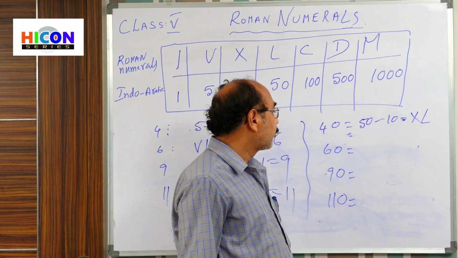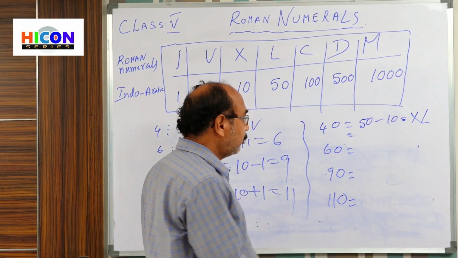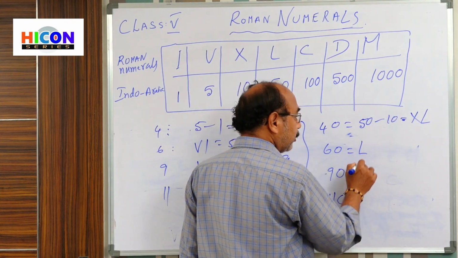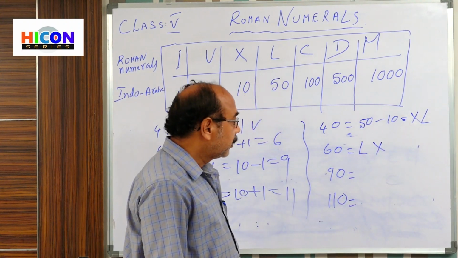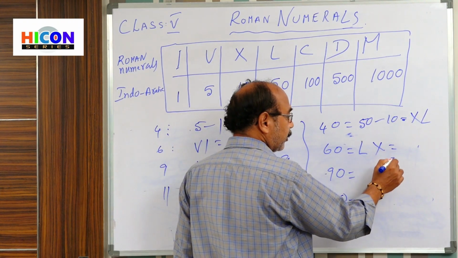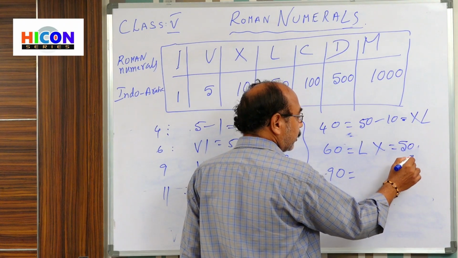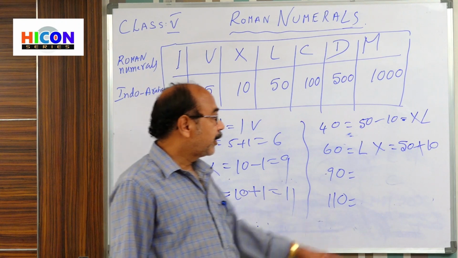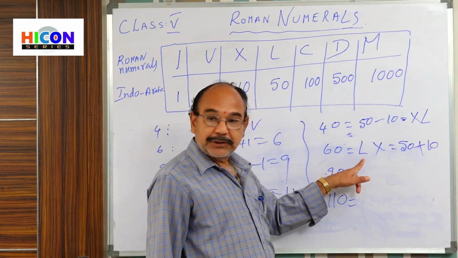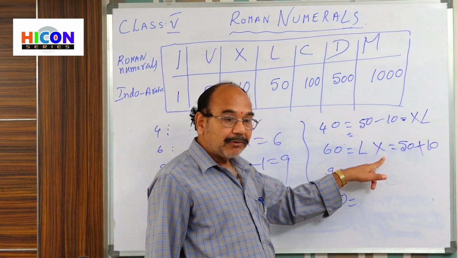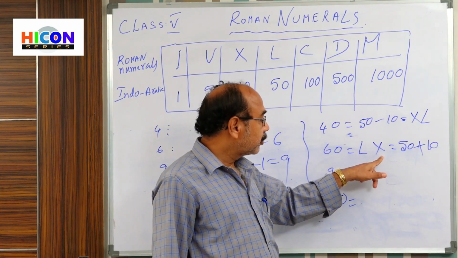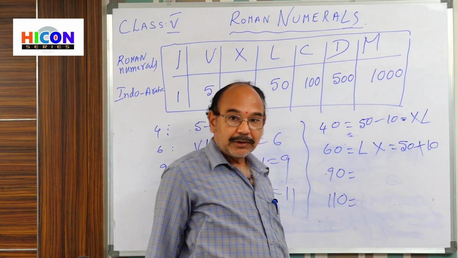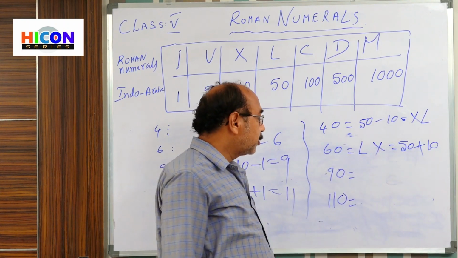Now reverse it. Then what will happen is LX. That means 50 plus 10, 60. Here L is the big one and X is the smaller one. The smaller one is placed to the right side of the bigger one. That's why 50 plus 10, 60.